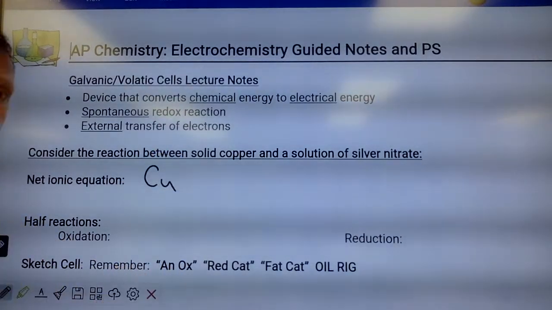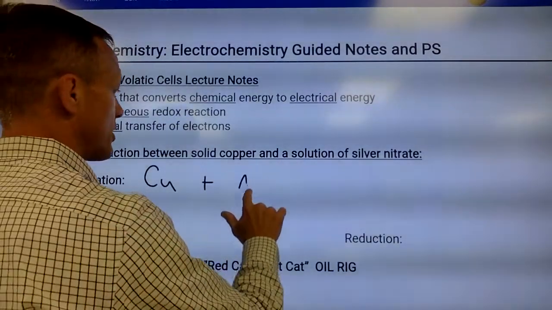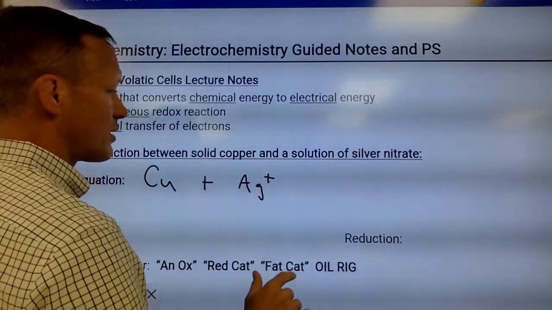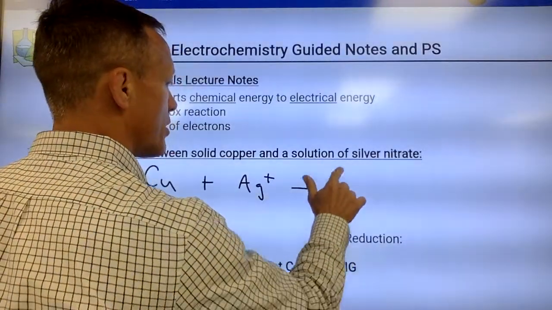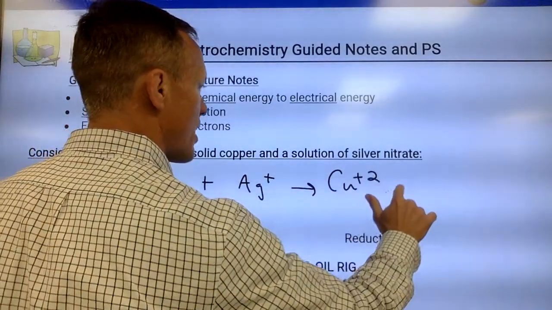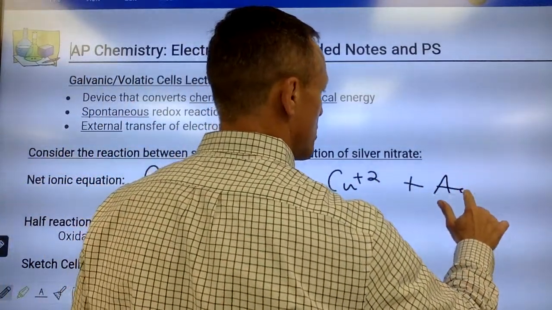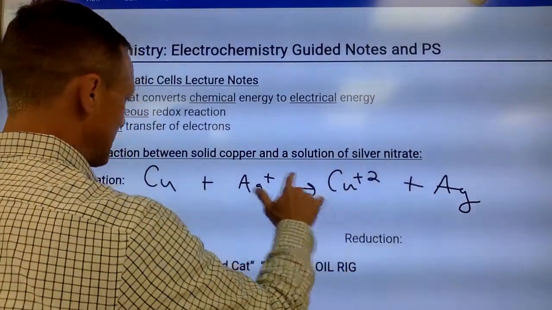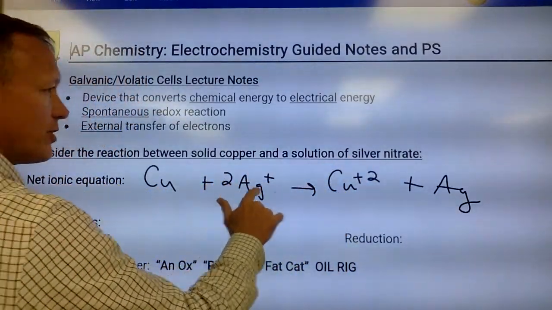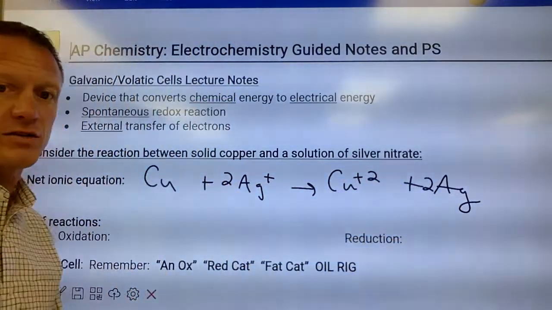Solid copper with no charge plus your silver ions making some copper ions, copper plus 2, plus some solid silver. Remember, this would be blue as it dissolves. We need a 2 here and a 2 here. All those coefficients will not affect us very much in these things.